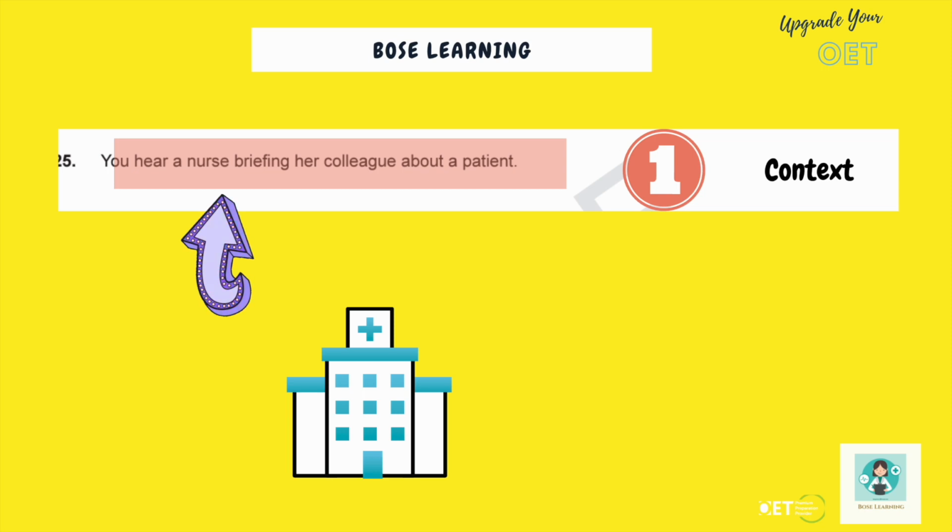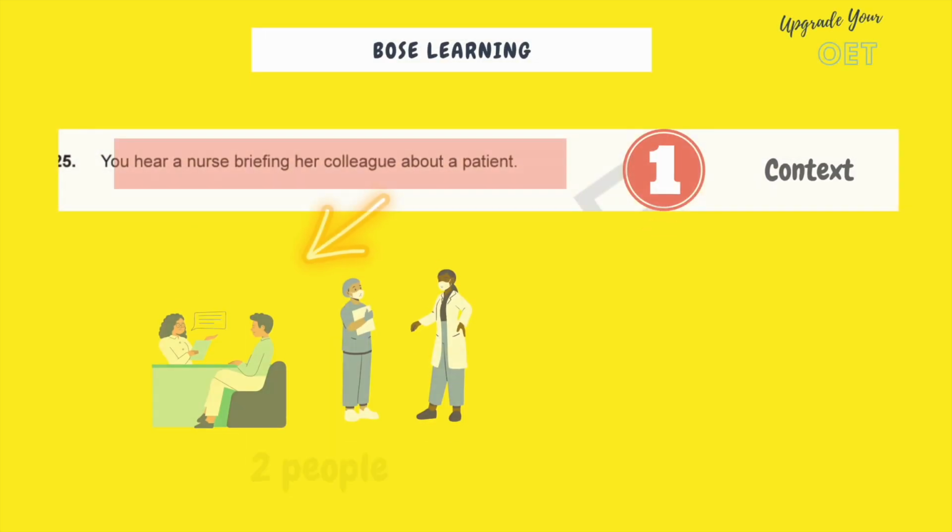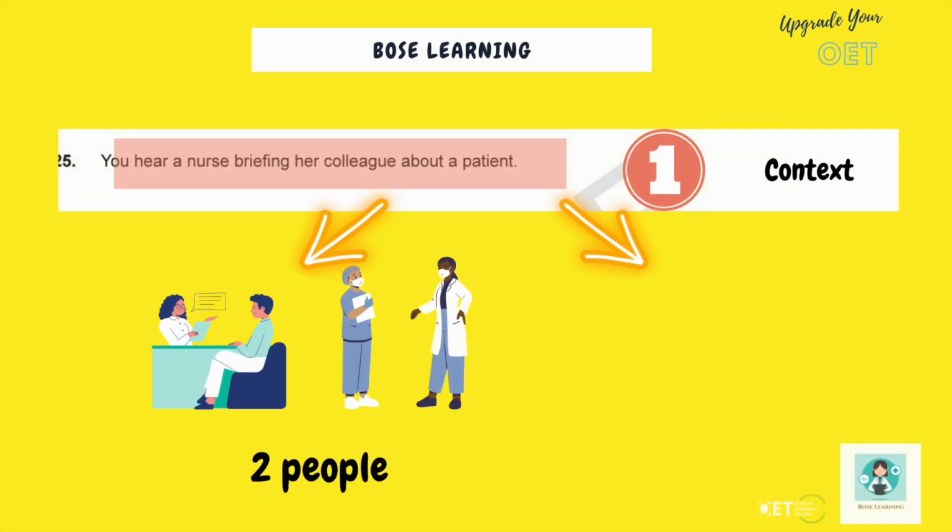So this is a nurse in a hospital ward or possibly a care home, but you already get an idea of the background here. The other good thing about looking at the context, paying attention to it, is that it tells you how many people you're going to hear. In this case, it's a colleague talking to another colleague about a patient, so you're going to hear 2 people.